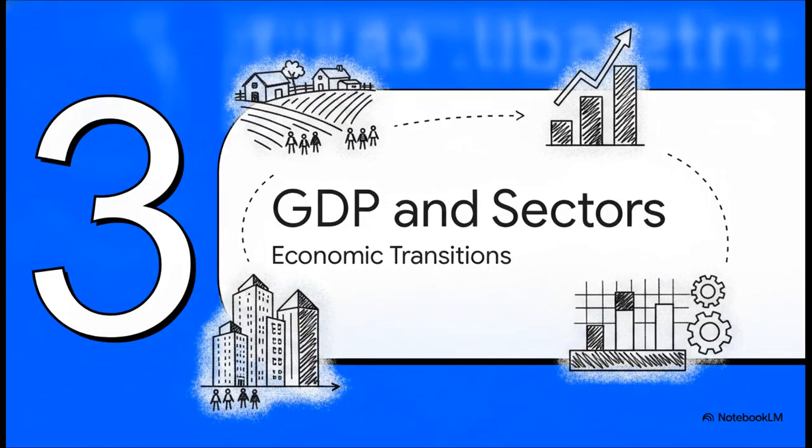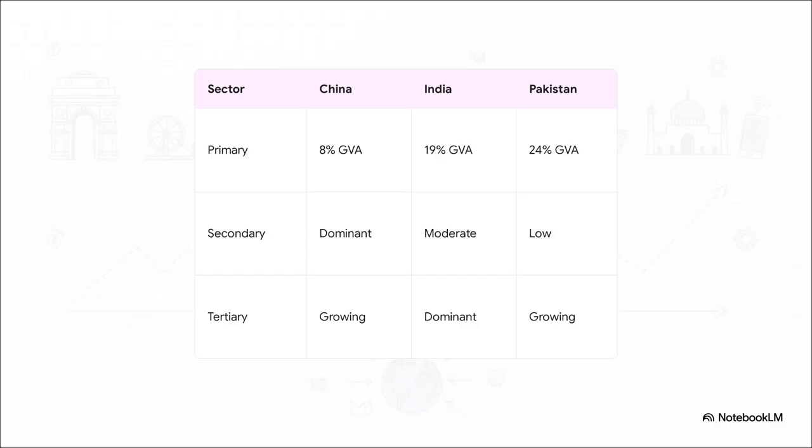And that rural to urban shift leads us perfectly into Section 3, Gross Domestic Product and Sectors. So, the textbook progression for a developing economy is usually shifting workers from agriculture into industry and then finally into services. China followed that script flawlessly. They fueled their immense growth by transforming into a secondary sector, manufacturing powerhouse.